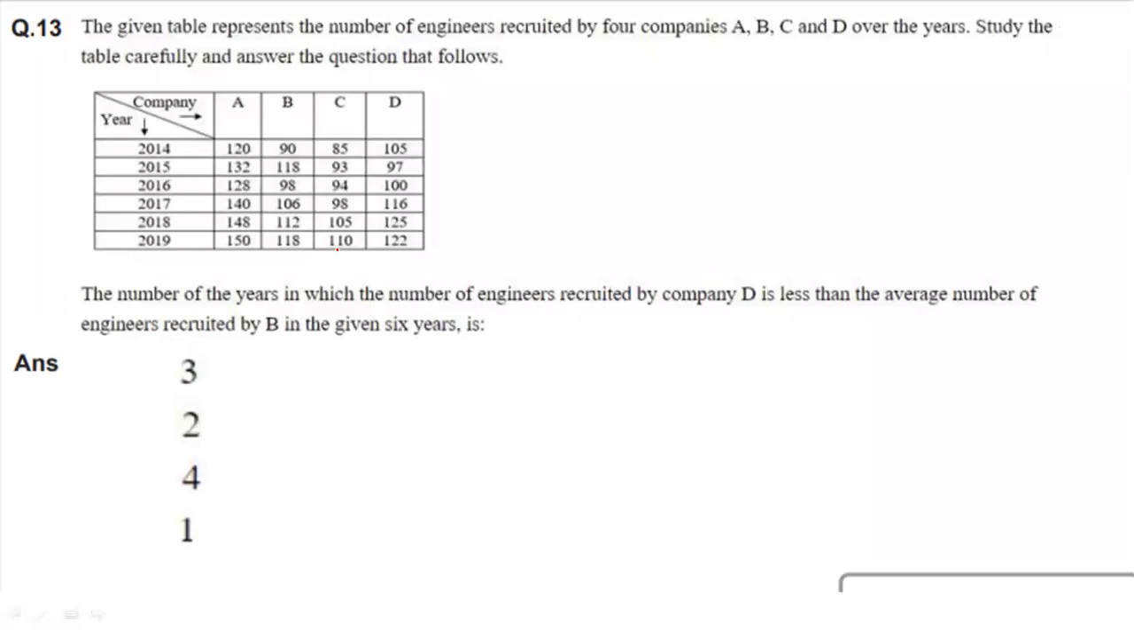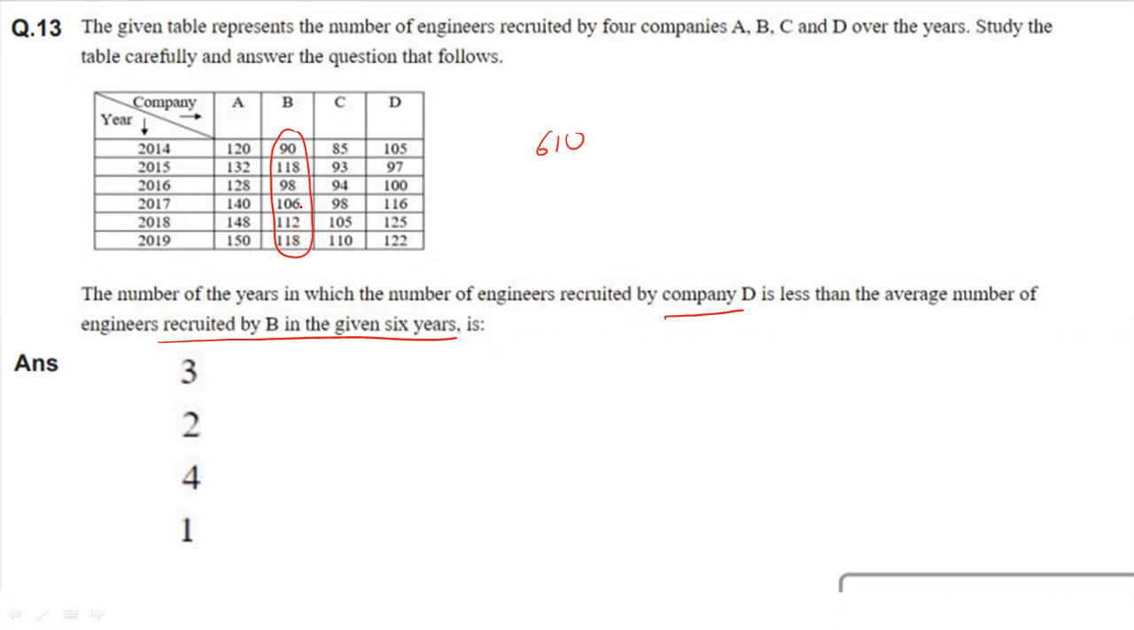We got the DI here. What is he asking here? The number of years in which number of engineers recruited by D is less than the average number of engineers recruited by B in the given year. So we have to find out average for B. So we have to add all of them. 90 plus 110, 200, 290, 390, 500, 610. I am writing 610 here.